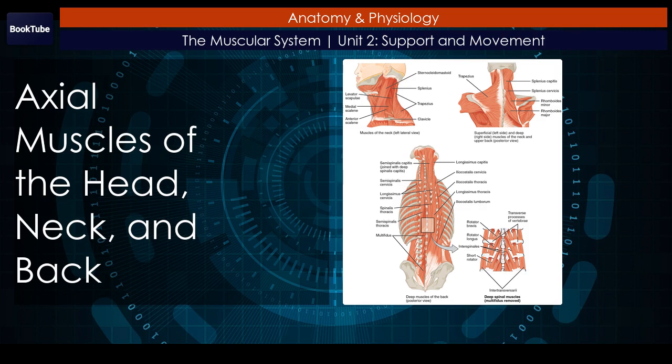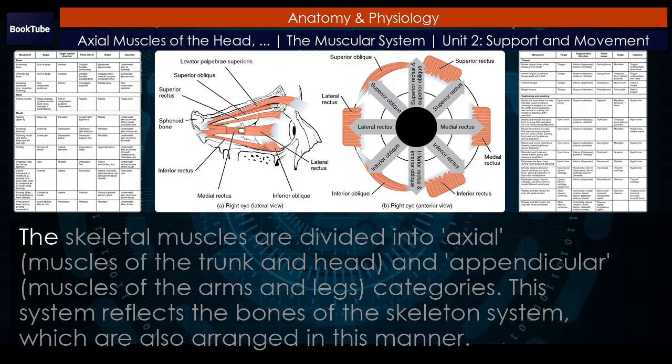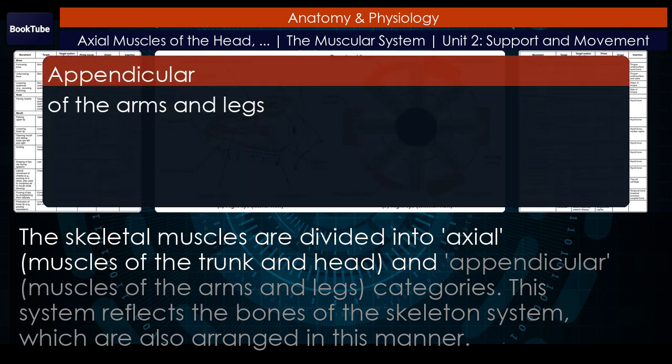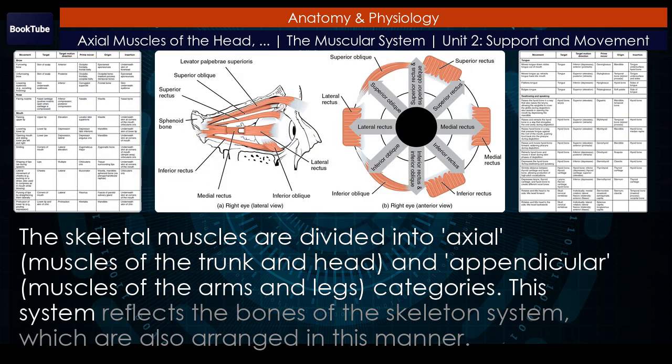Axial muscles of the head, neck, and back. The skeletal muscles are divided into axial muscles of the trunk and head, and appendicular muscles of the arms and legs. Categories. This system reflects the bones of the skeleton system, which are also arranged in this manner.